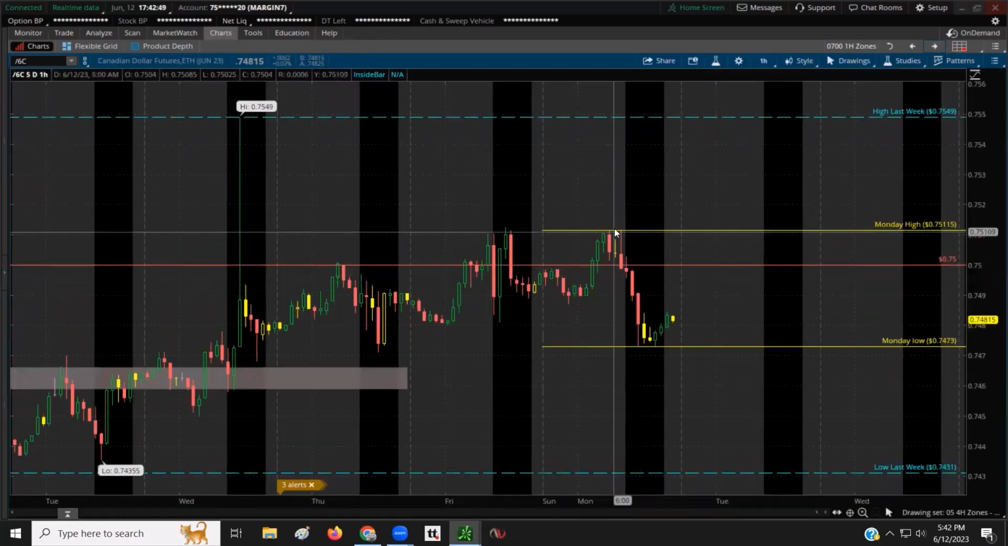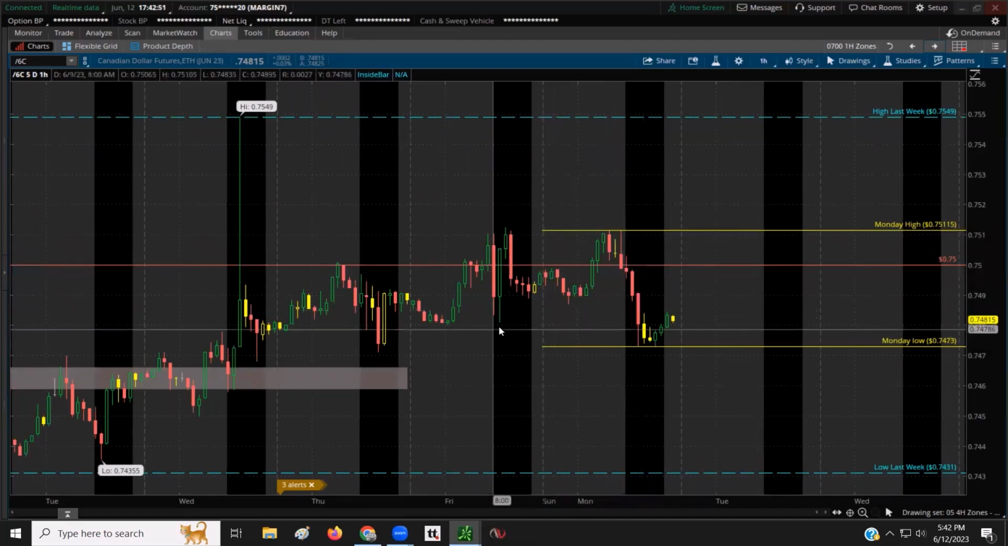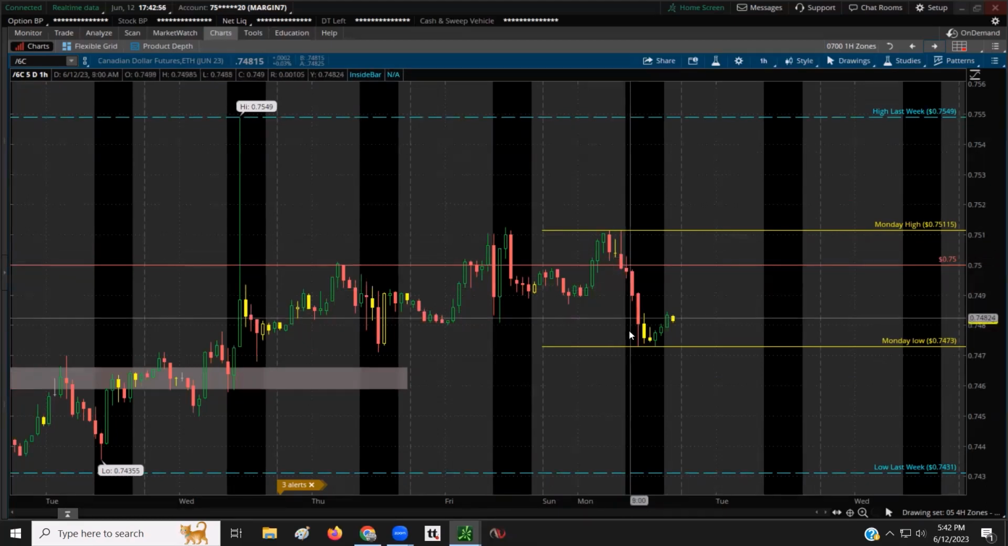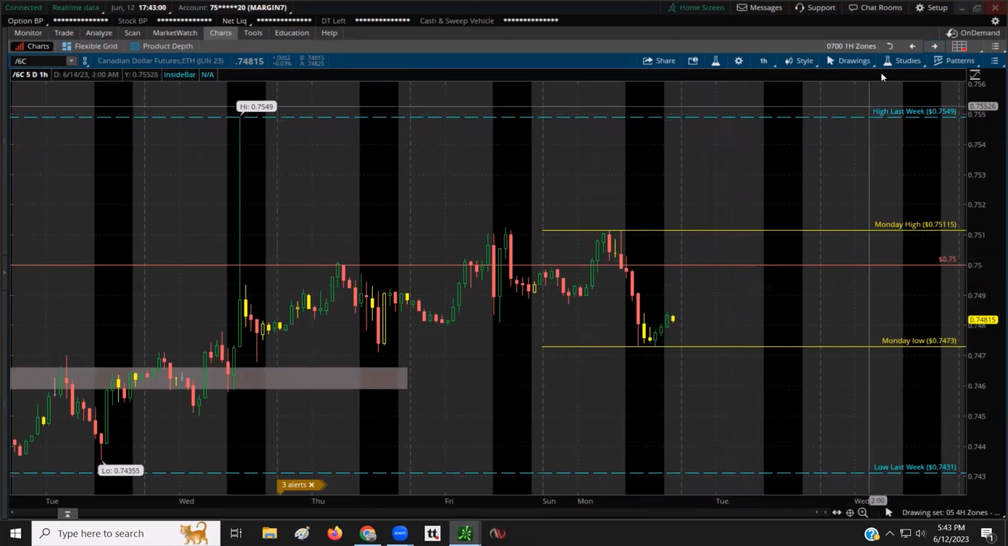Canadian dollar. Yep. So we already took out that low of last week. I mean, the low of last Friday. Much weaker than many other currencies. Still between the high and low of last week.